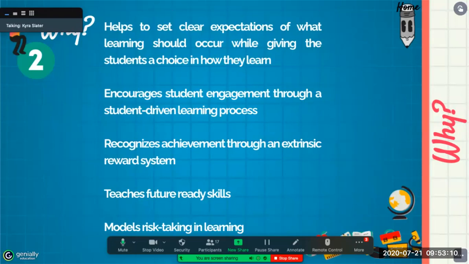I also believe that every learner deserves to have a voice and a choice in the classroom. And when I set up these programs, as you'll see later on, they are able to have a choice and a voice. They don't have to do every badge. They get a choice in which ones they want to pick.